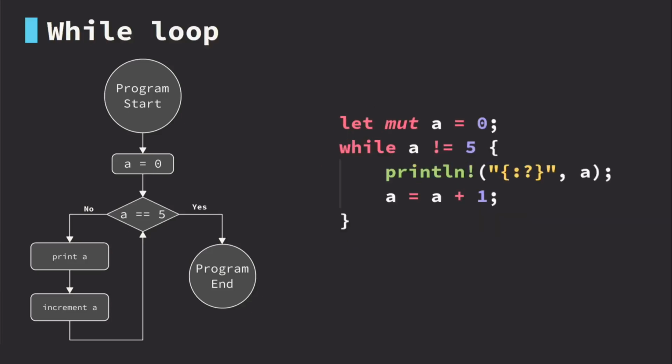Now let's take a look at a while loop. We're using the same program for the flowchart, so let's just jump right into the code. First, we have a equal to 0. Just as with the previous program, we're using a mutable a because we're going to be changing it on each iteration of the loop. Next, we have the while keyword.